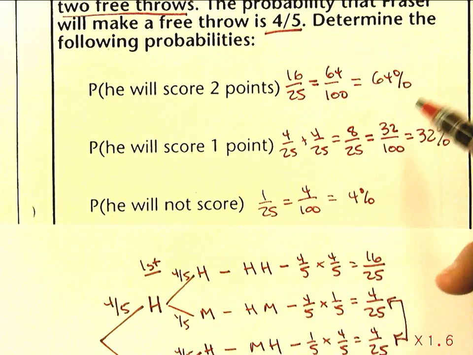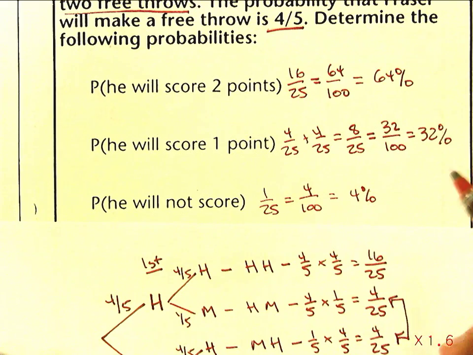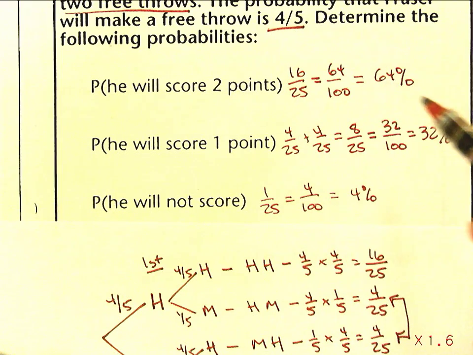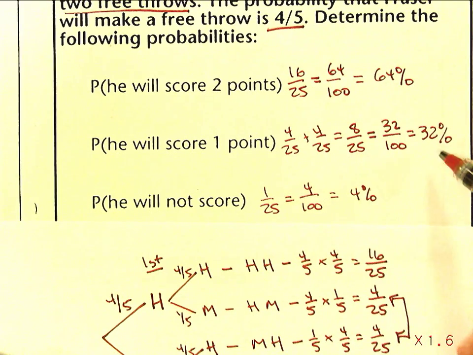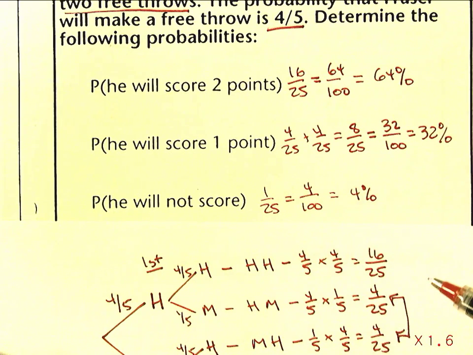And so that's how we could determine most likely to score 2 points, but maybe one of the questions is what's his likelihood of scoring any points, and it looks like it's about 96%. If you're a 4/5 or 80% free throw shooter and you get 2 shots, 96% of the time you have a chance of making some points. Only 4% of the time do you not score.